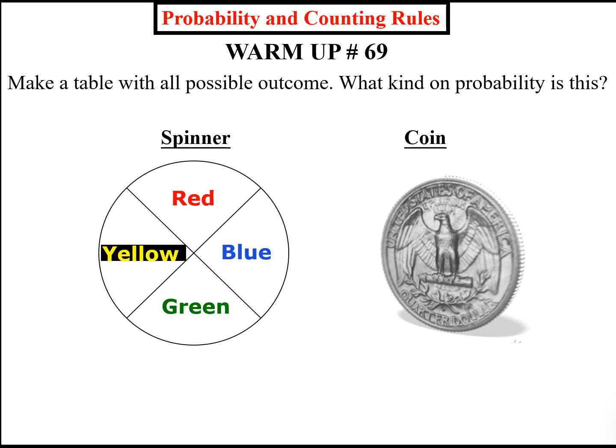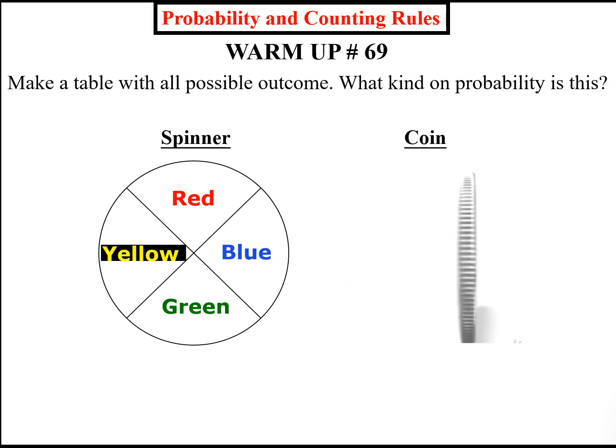Warm-up number 69 is on your screen. It reads, make a table of all possible outcomes using the spinner and tossing a coin. And then from there, just answer the question, what kind of probability is this? I'll give you 5 minutes. Ready and go.